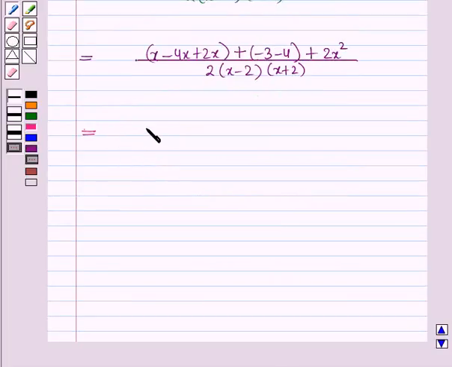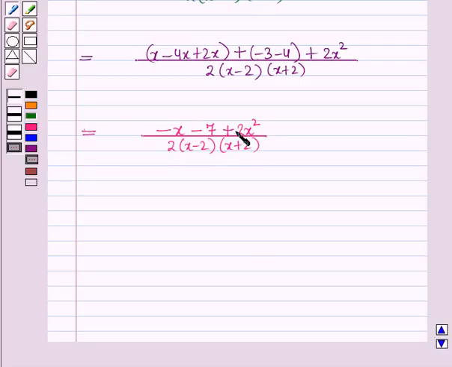And this is equal to, now x minus 4x plus 2x is equal to minus x. And here minus 3 minus 4 is minus 7. So it will be plus of minus 7, which is minus 7, plus 2x squared, whole upon 2 into (x minus 2) the whole into (x plus 2) the whole.